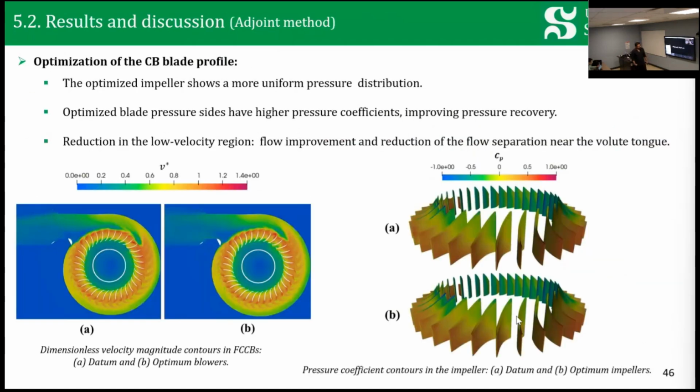So here we can see the dimensionless velocity magnitude. It is clear that we have a low velocity zone close to the tip, which is diminished for the optimized one. And also we can see that the pressure on the blades for the optimized one is recovered, and it is more uniform, resulting in better efficiency.